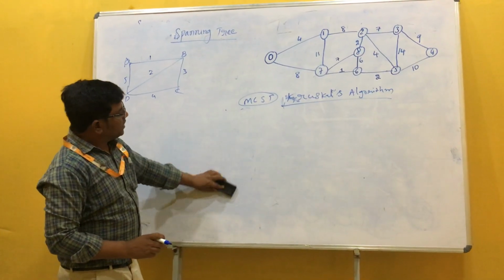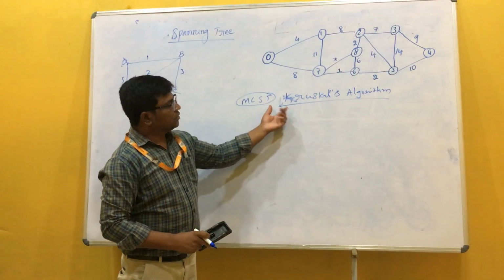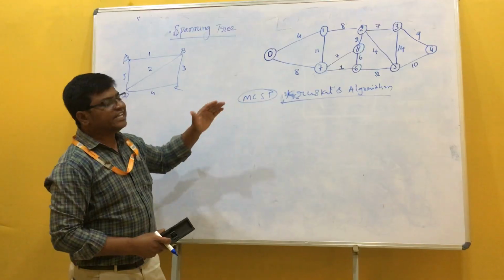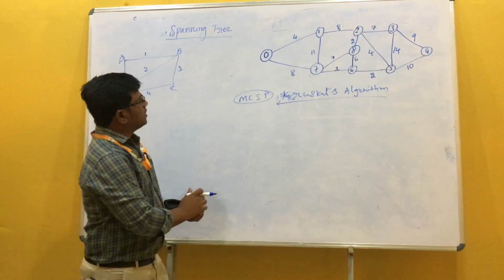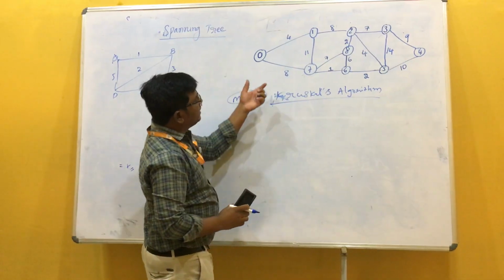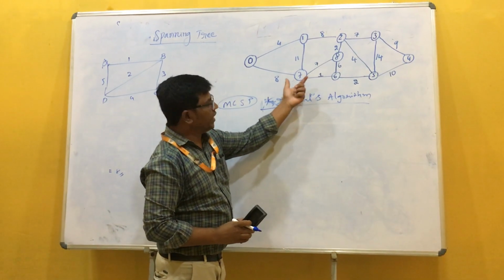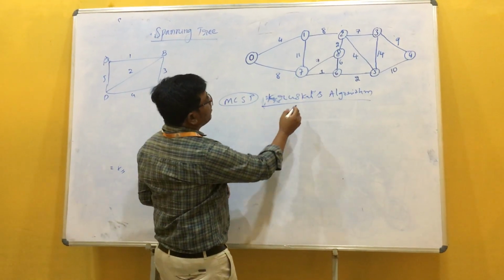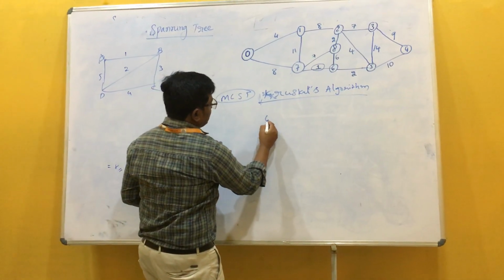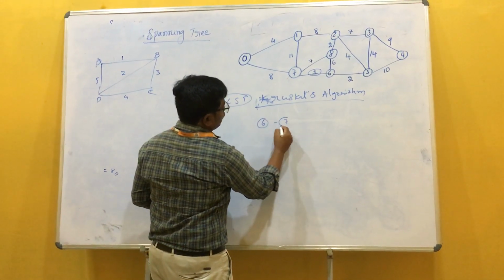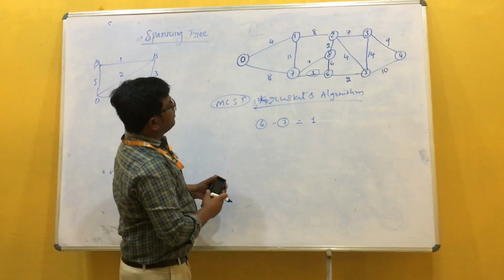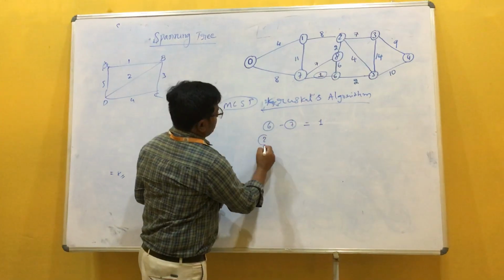Now first of all, we follow some algorithm here. First we need to note down the edge costs in ascending order of their weights. Edge cost means, for example, the edge 0 to 1 is 4. We write the edge costs in ascending order. The minimum cost among all the edges here is 1. Let us take edge 6 to 7, whose cost is 1.